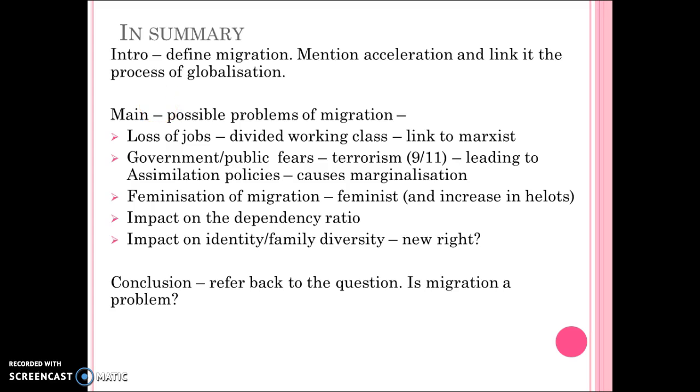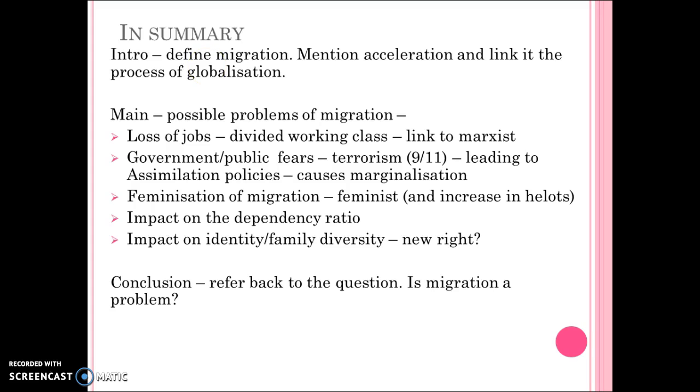So just in summary then, I would start off by defining what migration is. Mention the item, there's a definition in the item there, and then mention the keyword acceleration, that it's going up. You might want to mention the United Nations as a bit of a statistic, and then link it to the process of globalization, which is a keyword according to postmodernists, and say that globalization, that the world is becoming interconnected, it's become smaller, and it's not just about the migration of people, it is the migration of ideas and wealth and money and consumer goods and media and so on.